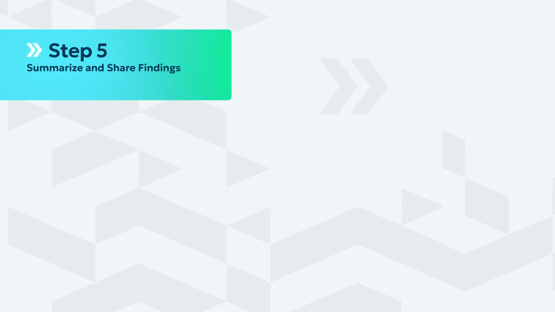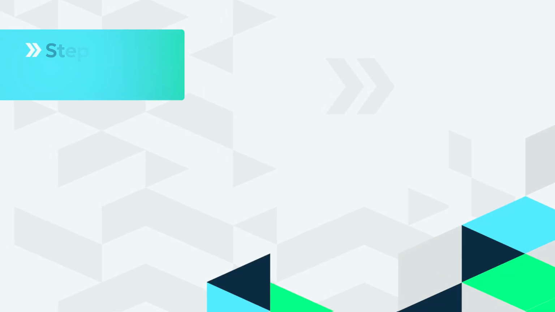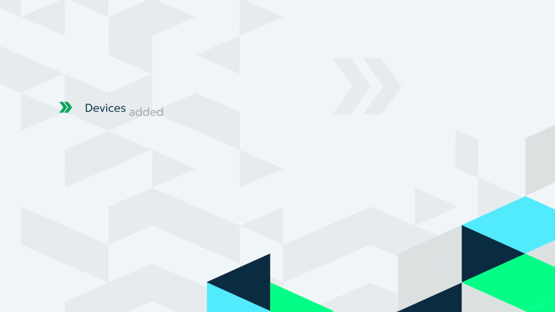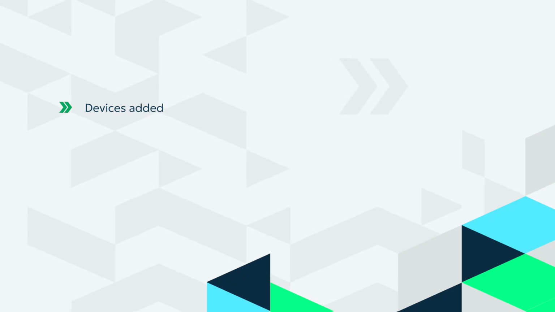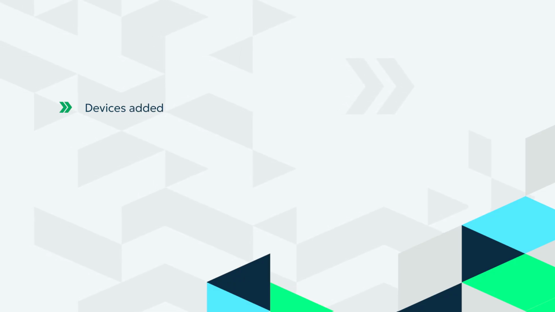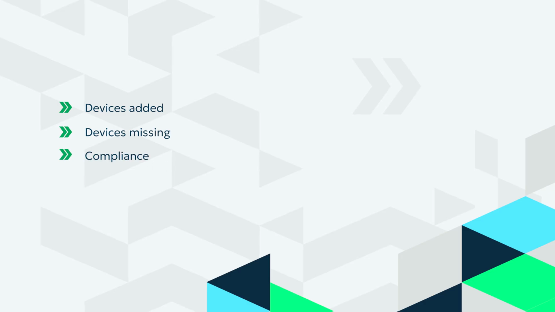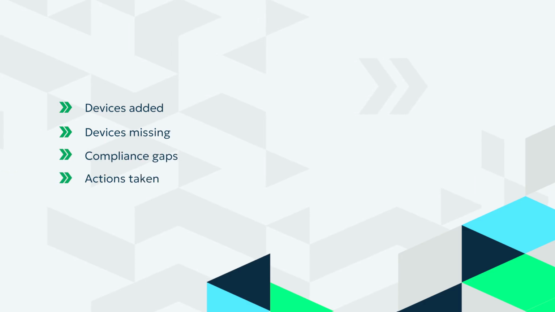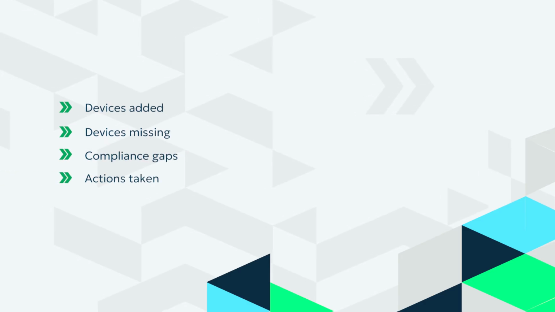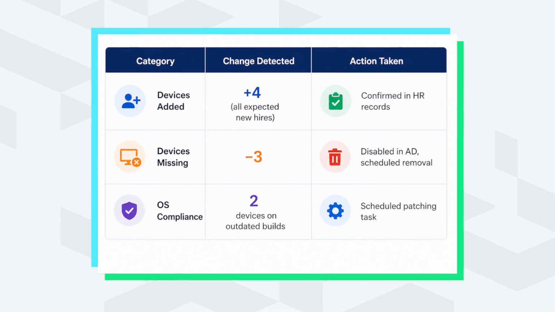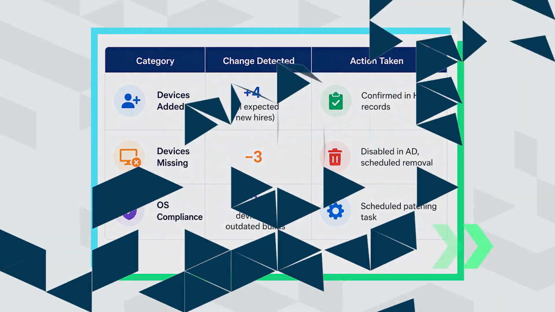Step 5. Summarize and share findings. Finally, inventory reviews shouldn't stay internal. Build a simple report summarizing the following: devices added, devices missing, compliance gaps, actions taken. Here's a sample report. Presenting this during QBRs reinforces governance, demonstrates proactive IT management, and builds client trust.